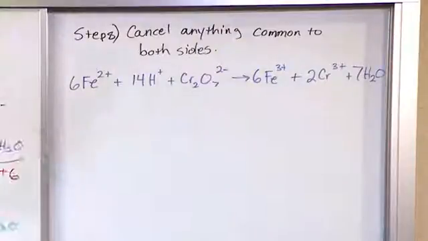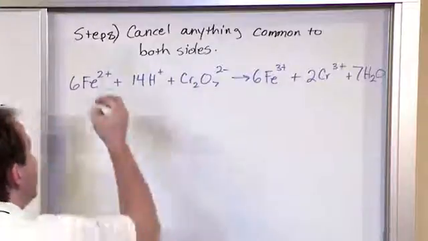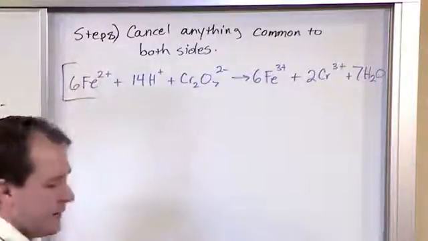So let's double check everything. We have 6 irons with a charge of +2 on this side. We have 14 hydrogen ions. We have 1 dichromate ion, and then the 6 electrons have canceled, so they're gone. And then on the other side, we have 2 chromium ions 3+, and then we have 7 waters, and we have 6 irons with a charge of +3. So this is all correct. So this is the balanced chemical reaction for this redox.